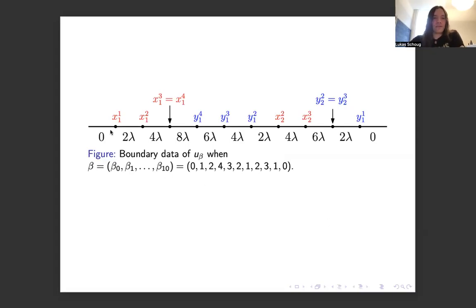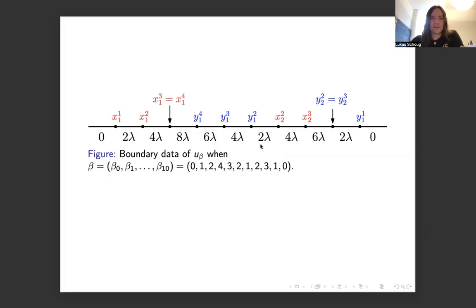So here is a boundary data. And in this case, you see all of the red curves here. So whenever you have a positive jump, that allows one curve to start. And here you have a jump of 4 lambda. That means that 2 curves can start from here. And then whenever you have a negative jump, that's where a curve is allowed to terminate.